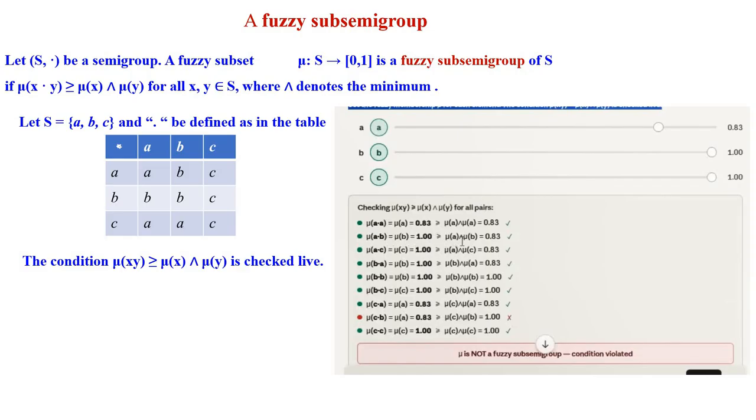And here a and b only we are using. So the minimum of mu of a and mu of b will be 0.83 because a is involved. And we are talking about a dot a. So in this case equality holds. In this case a dot b being b from the table, we have mu of b as 1. So the minimum of this should be 0.83 only, and your 1 is greater than your 0.83.